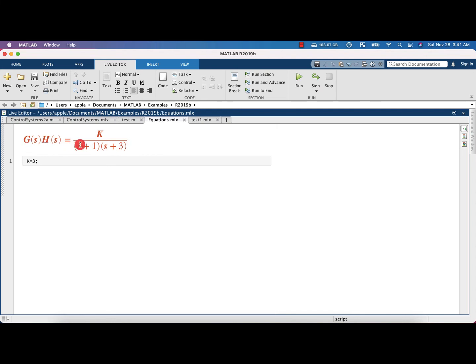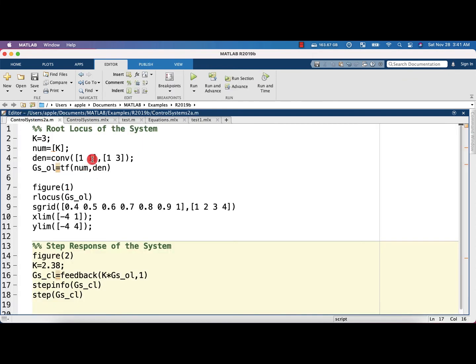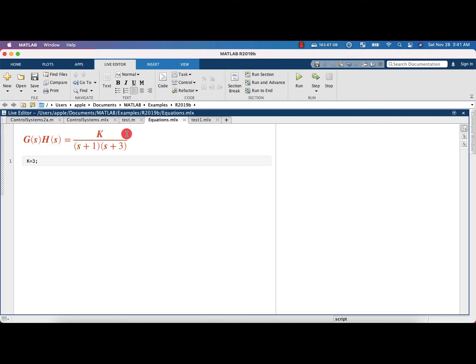So if it is s square plus 1, the coefficients will be 1, 0 and 1. As it is s and 1, so 1 and 1 will be considered. Okay, so 1 and 1, convolving it with 1 and 3. The conv command basically multiplies these two terms, s plus 1 and s plus 3.